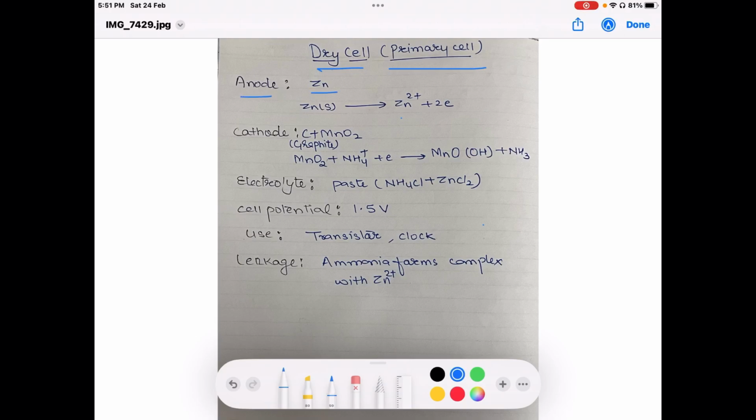At the anode, zinc undergoes oxidation, so Zn changes to Zn2+. The cathode here is a paste of graphite carbon with MnO2. With ammonium from the electrolyte part, it changes into MnOH and ammonia gas is released. So the cell gets leaked or corroded just because of this ammonia gas, which forms a complex with zinc. The electrolyte used here is a moist paste of ammonium chloride and zinc chloride. Cell potential is 1.5 volt and it is used in transistors and clocks.